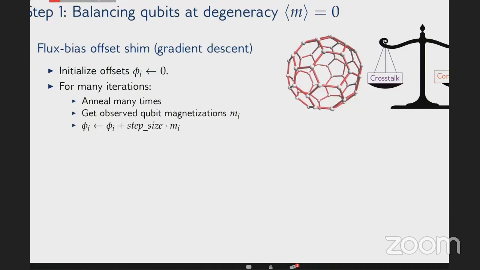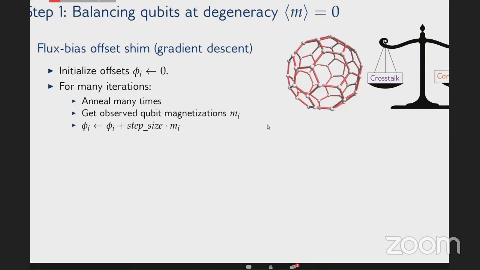So we ship these processors with a one-size-fits-all calibration, and then if you're doing a simulation, you find yourself in a situation where you are spending a lot of time studying one system. And so when you're doing this, you can afford to make sure that everything is really well balanced. So for this example, I'm going to start by making sure that every qubit is balanced at degeneracy. So there's no H in this system, no longitudinal field. So we know that the observed magnetization of each qubit should be 0.